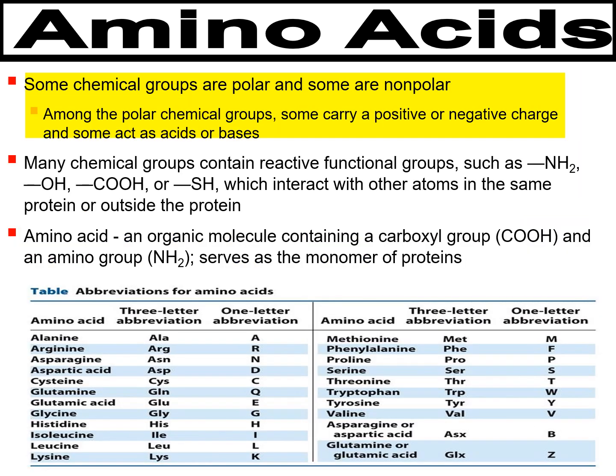While there are 20 different amino acids, there are 4 types of amino acids, depending on the nature of the R group, or side chain. The 4 types of amino acids are either polar, nonpolar, acidic, or basic.